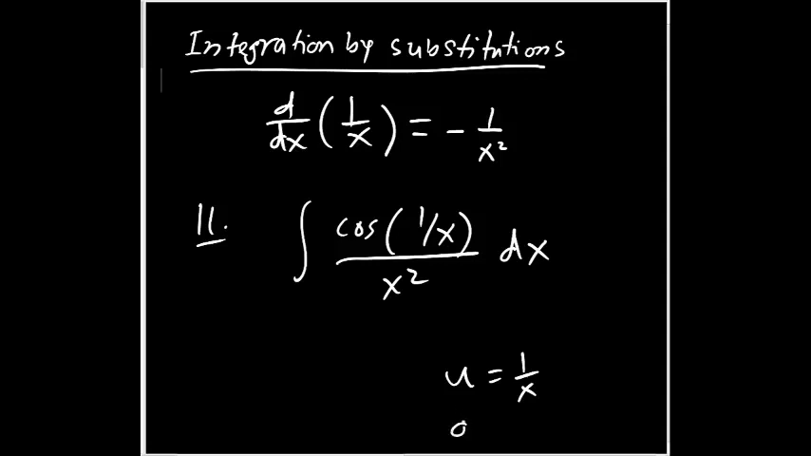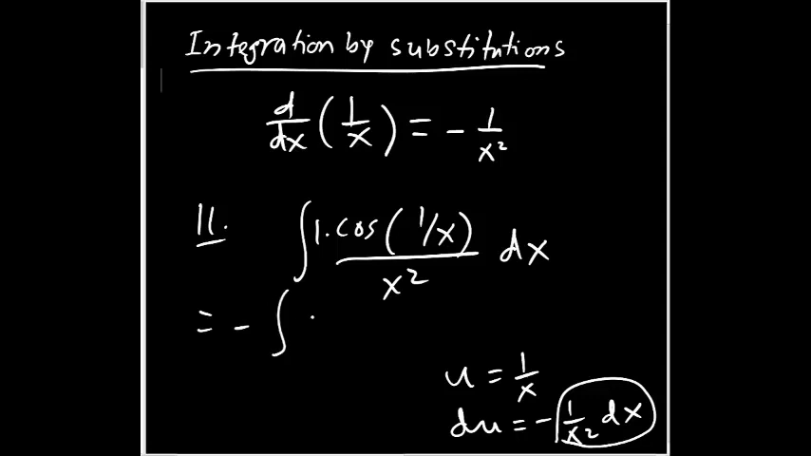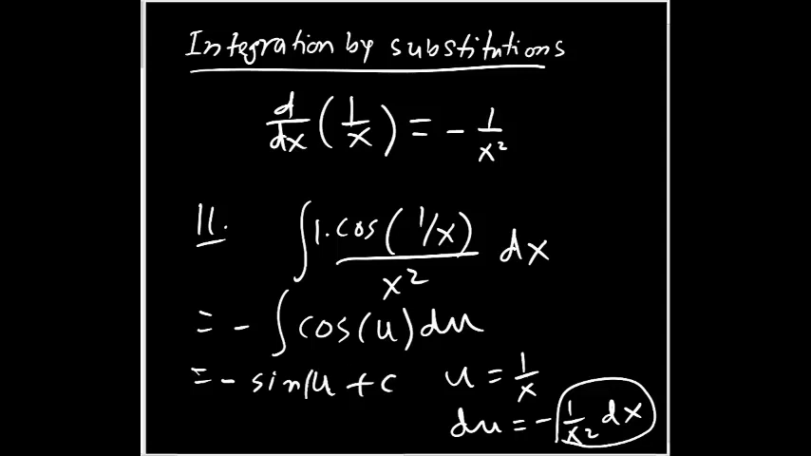When I take the derivative, I get du is negative 1 over x squared dx. Now the factor here, you see that 1 over x squared dx is already here. So then I'm getting negative in front, integral cosine u du. And we know that the integral of cosine is just sine, and the negative is already there. So then you have negative sine u plus a constant, and then substitute back what is u. Negative sine of 1 over x plus c, like that.